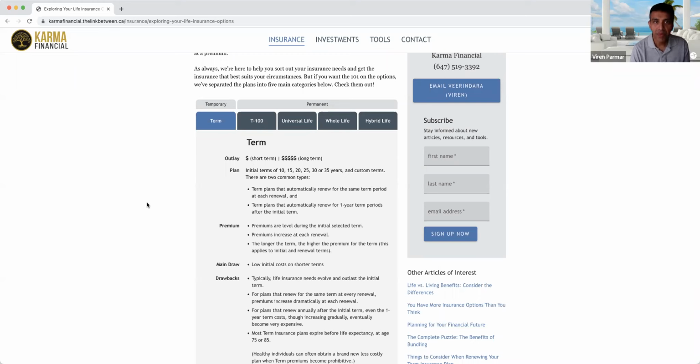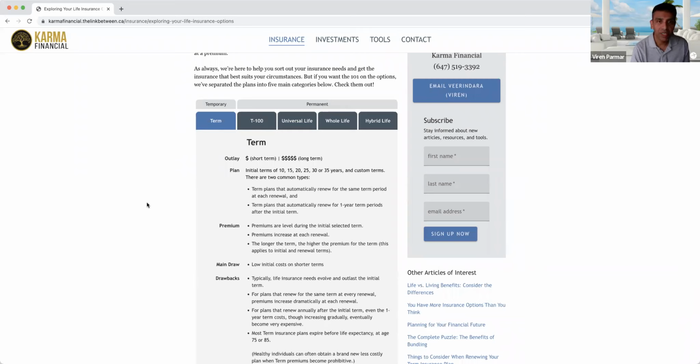Again, this type of coverage is ideal for permanent needs like final expenses and estate planning, and ideal for those who want some coverage for their life but don't care for the additional bells and whistles, who just want that assurity of having coverage for life.